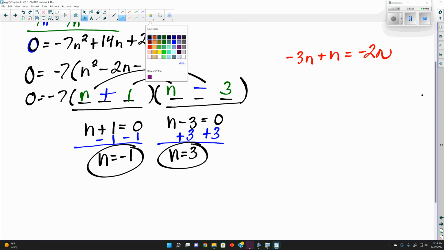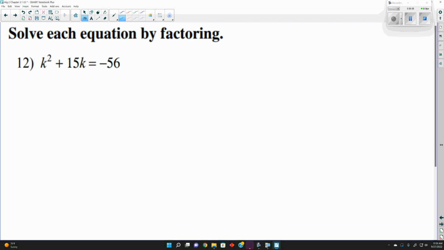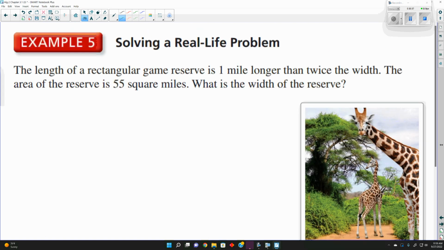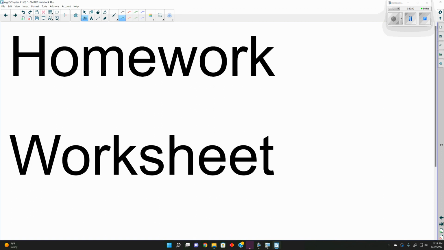Any questions on this here? So that brings us to your assignment, which is going to be a worksheet. So your assignment's a worksheet.